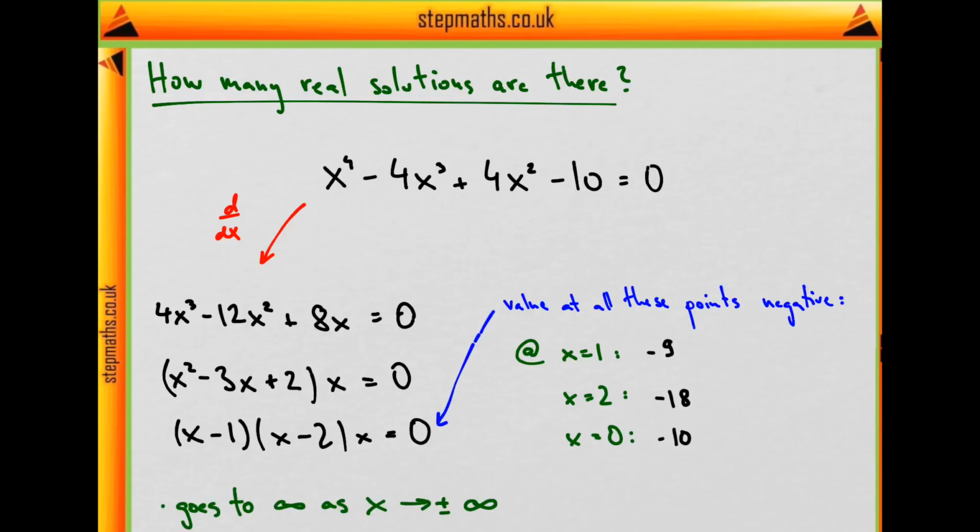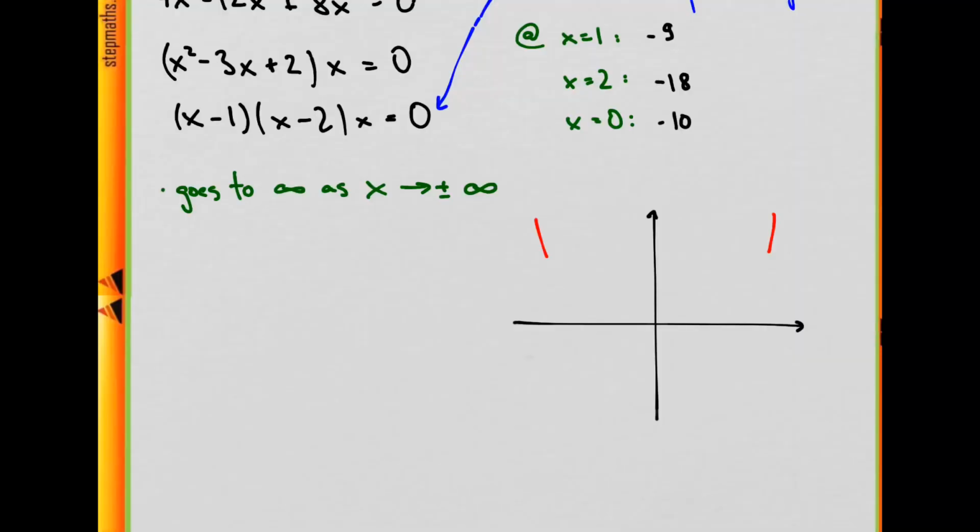And one additional piece of information to note is that the whole polynomial goes to infinity as x goes to both positive and negative infinity, because this term here will take over. All the other terms will be negligible, and we have an even power, which means that even at negative infinity, we get positive infinity. So how can we make use of all this information?